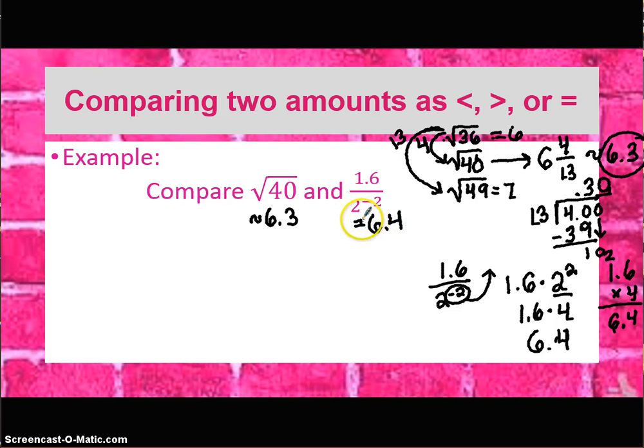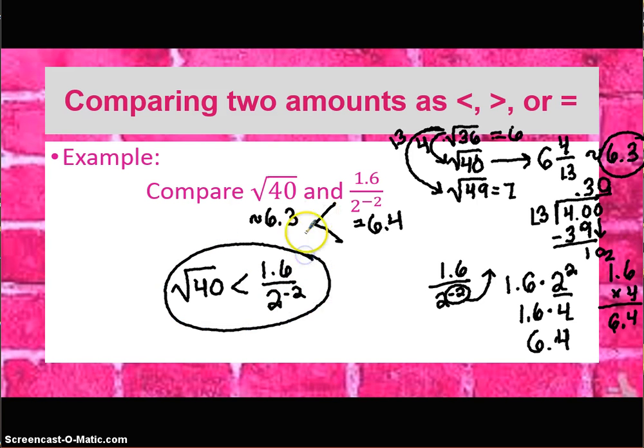We can now compare them. How is 6.3 compared with 6.4? Well, 6.3 is less than 6.4. So that means that the square root of 40 is less than 1.6 divided by 2 to the negative 2, comparing the original amounts with the same symbol.